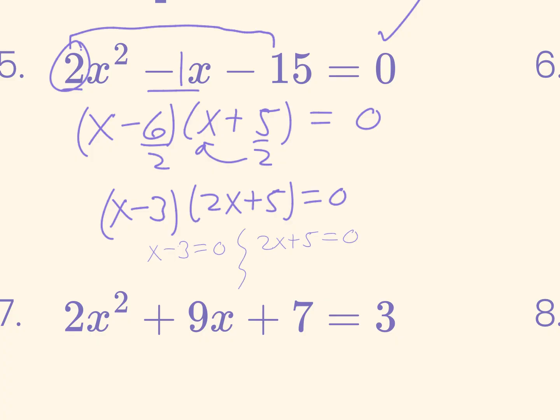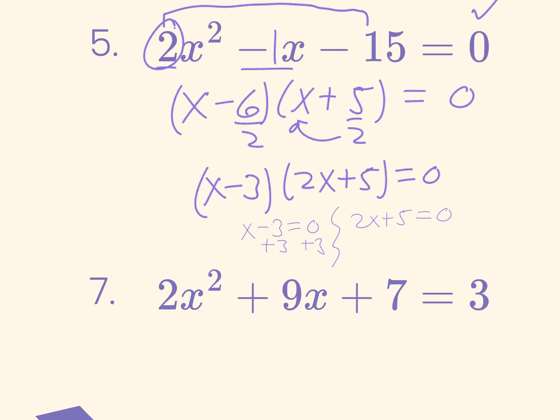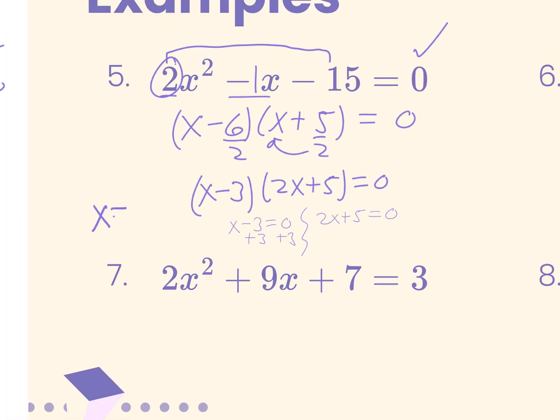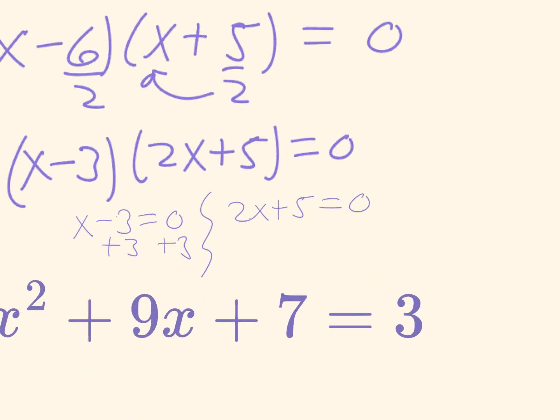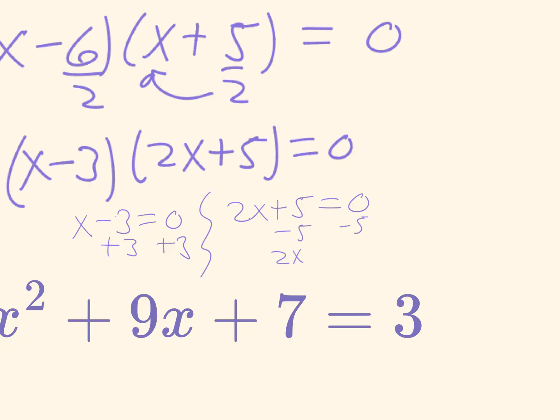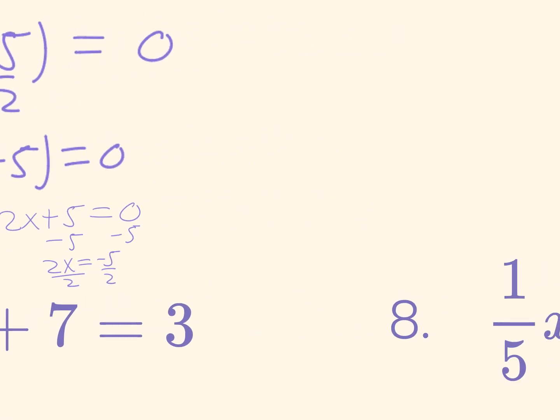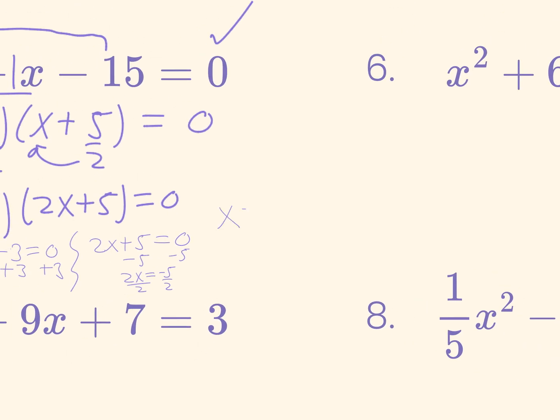All right, and so for one of my answers, I can add 3. Let me write that over here. It's going to be x equals 3. And then I could do the same thing over here, subtract 5 on both sides, and then I get 2x equals negative 5. Divide by 2, and I get x equals negative 5 over 2.